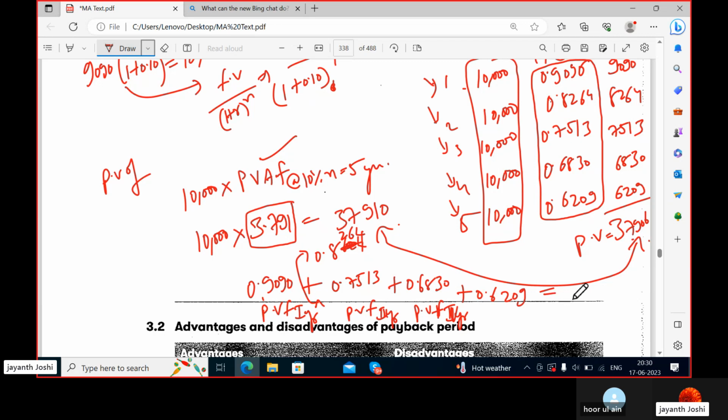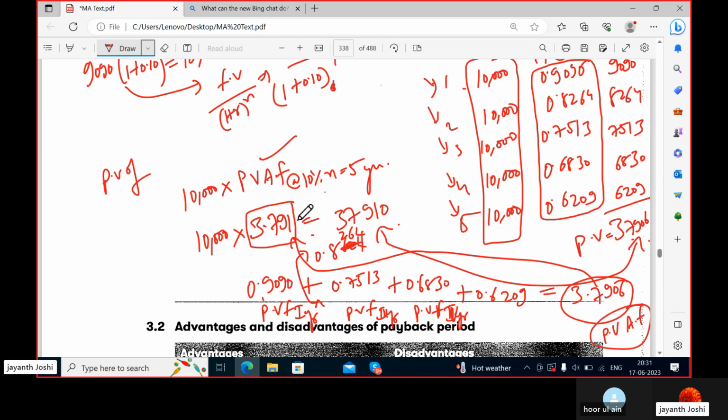You're going to get 3.7906, that is almost equal to 3.791. Okay, so this is the way to find out the annuity factor. This becomes the present value annuity factor. This is what we have taken here.